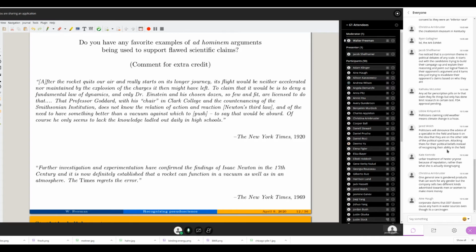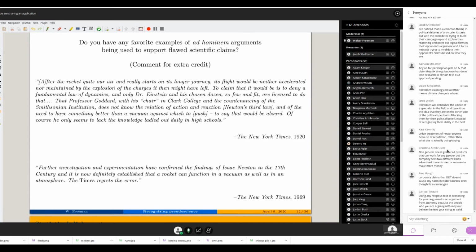Kate uses an example from literature, which is wonderful. So this is an example of a non-scientific ad hominem attack. Hester Prynne is the protagonist in the novel The Scarlet Letter, and she is attacked simply because of her reputation as someone who had sex outside of marriage. And the entire book is about that sort of thing.